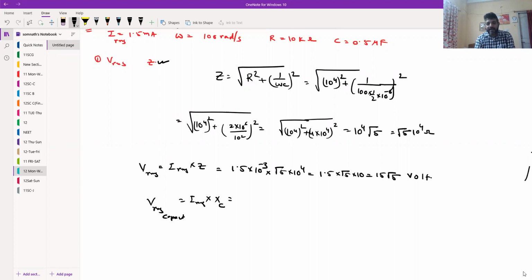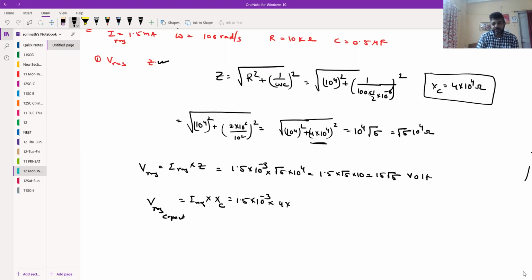And from here I have the value of XC. My XC, I can easily see, is 4 into 10 to the power 4 ohm, yes or no? Yes, sir. So 1.5 into 10 to the power minus 3 into 4 into 10 to the power 4. That is 1.5 into 4 into 10, 15, 15, 30, 30, 60.